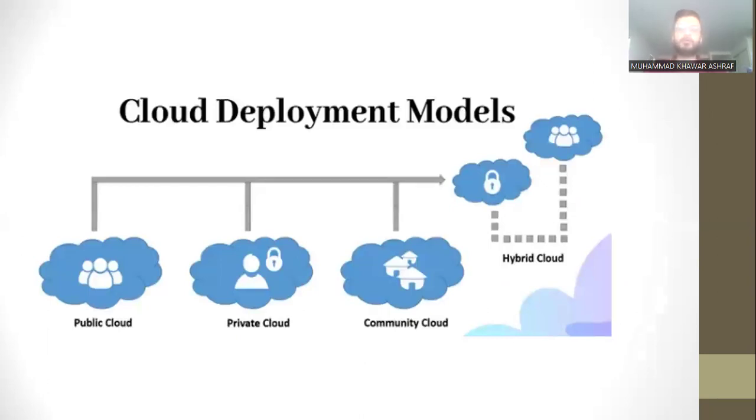So in cloud deployment models, there are basically four types. The first one, public cloud, second one, private cloud, third one, community cloud, and the fourth one is hybrid cloud.